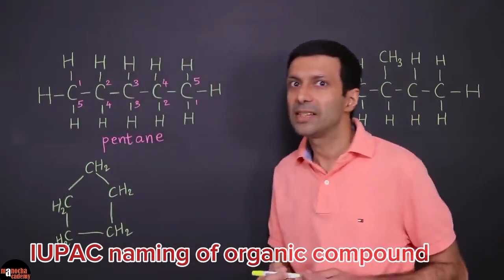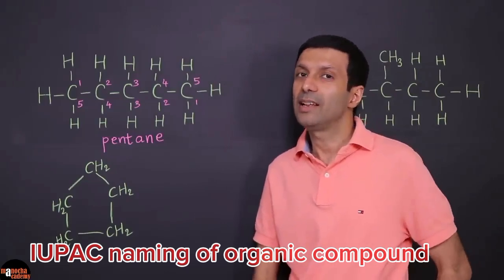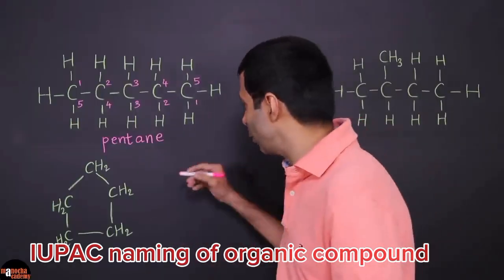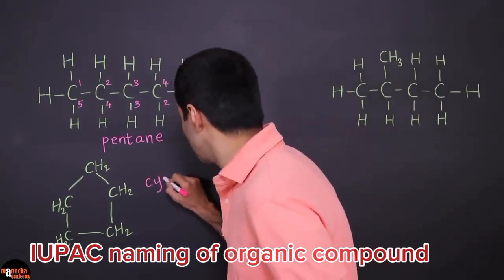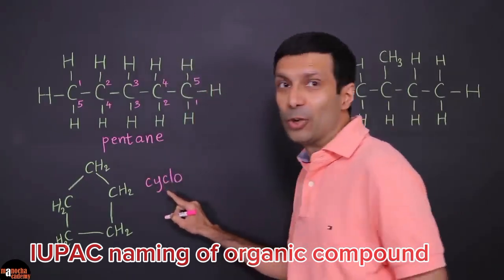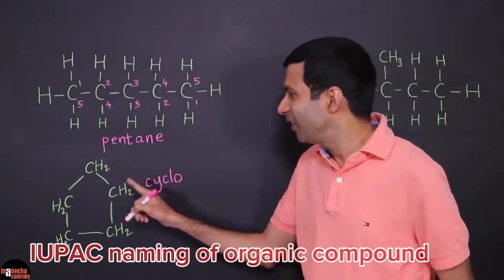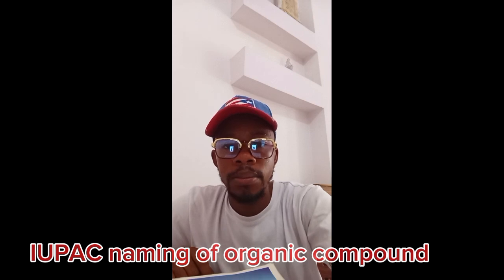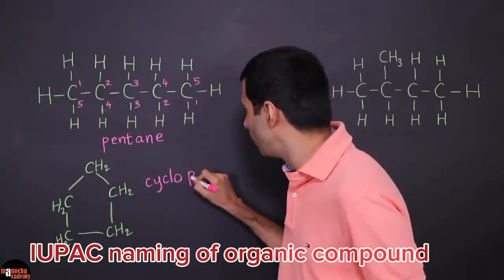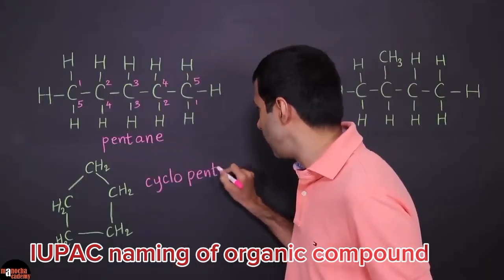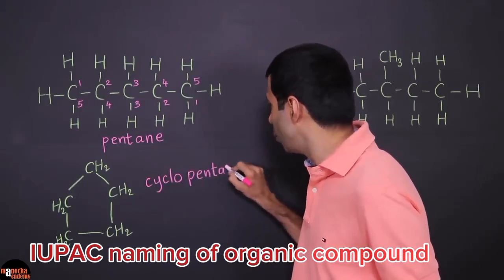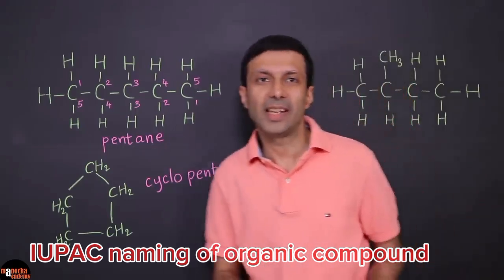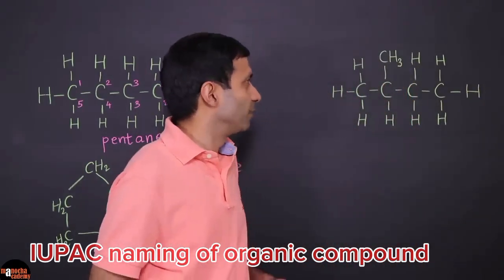So what will be the name of this cyclic compound? For a cyclic compound, the name starts with the word cyclo. So remember, it's going to be cyclo, not psycho. And since there are 5 carbon atoms here again, it's going to be cyclopentane. Pent because 5 carbon atoms and only single bonds. So it's a cyclopentane.